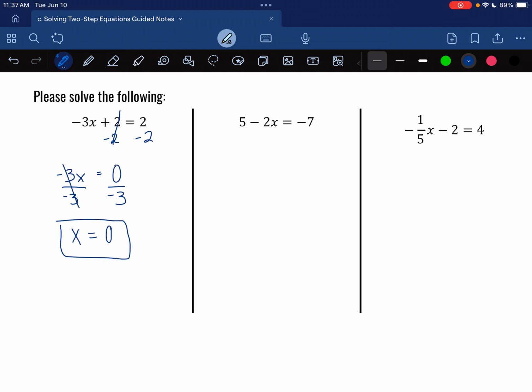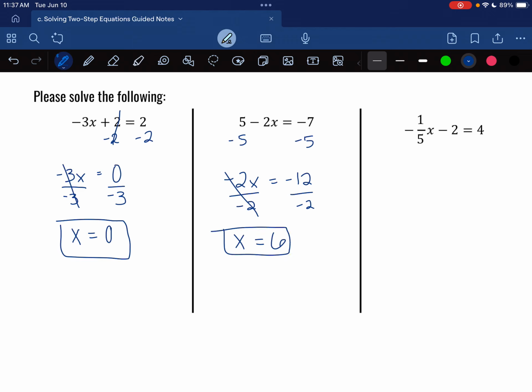All right, next one, we're going to subtract 5 from both sides, and we'll have -2x is equal to -12. Now we'll divide both sides by -2, and we'll end up with x is equal to +6.